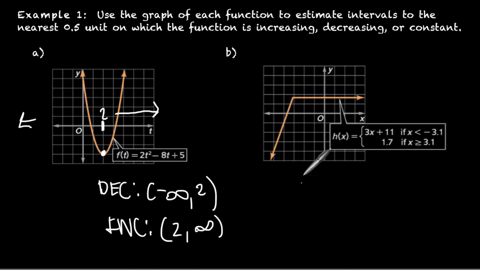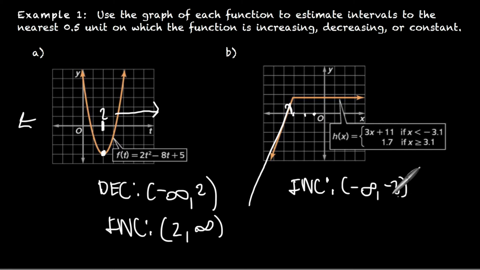All right, letter B, it's pretty simple here. It's going to be increasing here, so we'll do that first. So increasing from negative infinity, and it continues to increase until x gets to negative 3. And then there is no decreasing interval, so it's constant from negative 3, and it will continue to be constant as x moves towards positive infinity.